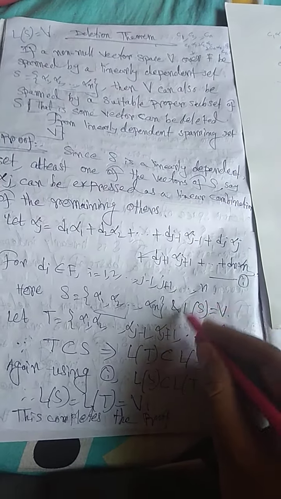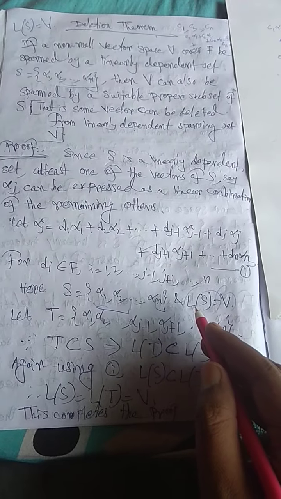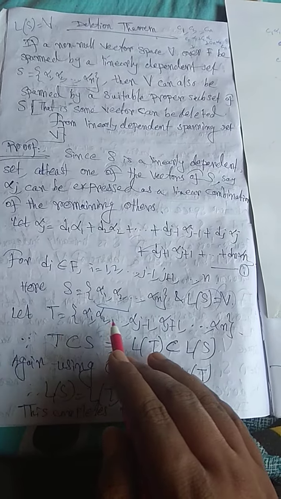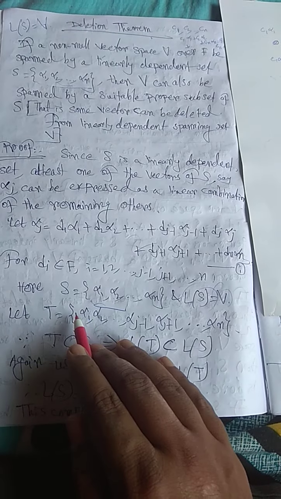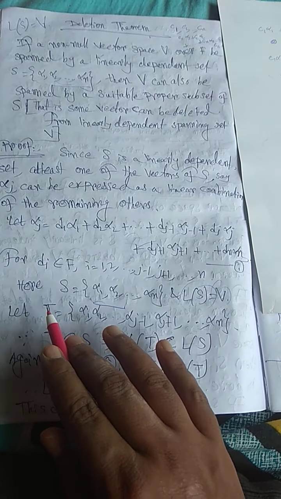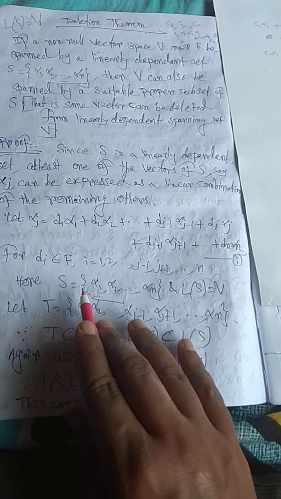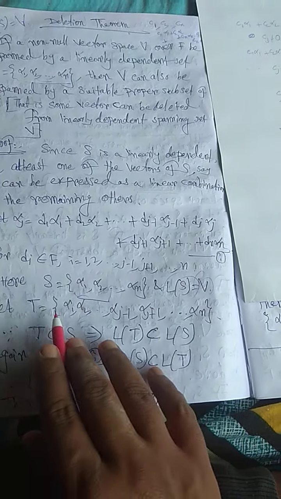Now here S is this set and it spans the whole vector space V. That's why LS equals V. Now let T equal alpha 1, alpha 2, up to alpha j minus 1. That means in the set T, one vector is missing. What is that? That is alpha j. In S, all the vectors are present. In T, one vector is missing, that is alpha j.